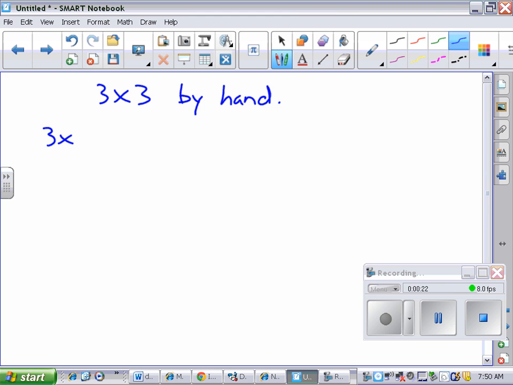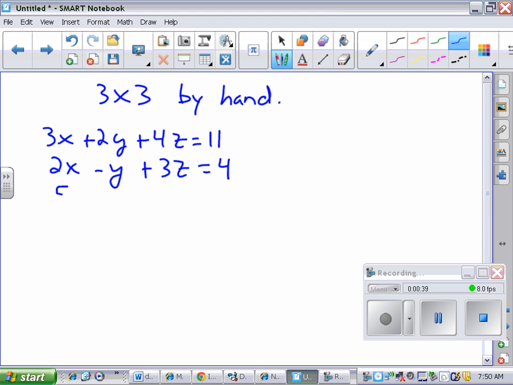Please write this down and be neat. Especially you guys that are a little bit unorganized and messy, you're going to have trouble. But if you keep everything lined up and everything kind of squared away, you'll be all right. There's my system of 3 by 3.